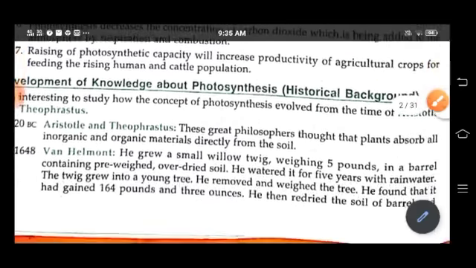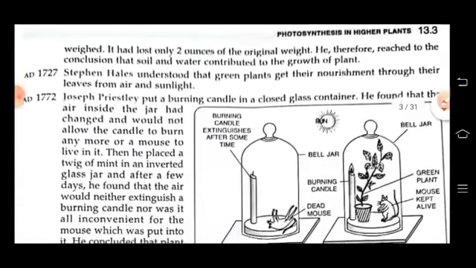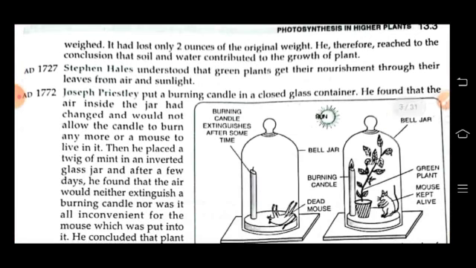Now, the historical background of photosynthesis is very interesting, because many scientists had different views regarding the photosynthesis process, like Aristotle, Theophrastus, Van Helmont, then Stephen Hayes, Joseph Priestley. They all have given different conclusions about the photosynthesis process.